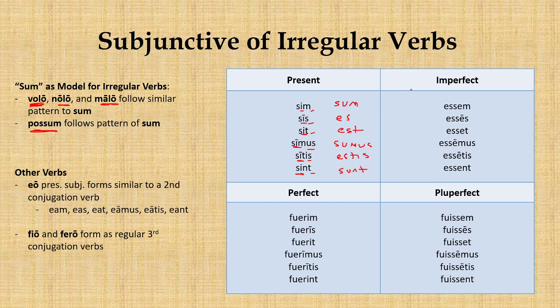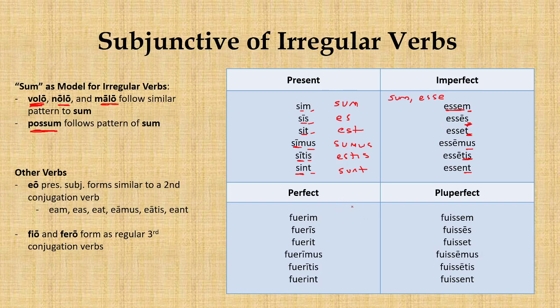And then in our imperfect subjunctive, similarly to how we were in our last slide, we just take our infinitive of sum, which is esse, and then we stick our subjunctive active endings on there. And it's also important to note there is no passive subjunctive for sum. It's all active. So that's one thing less you have to learn for this.